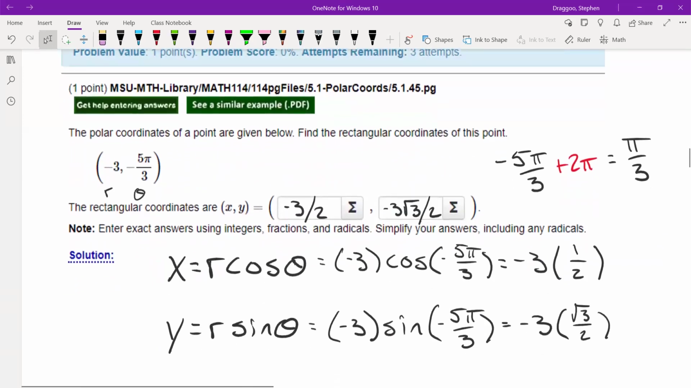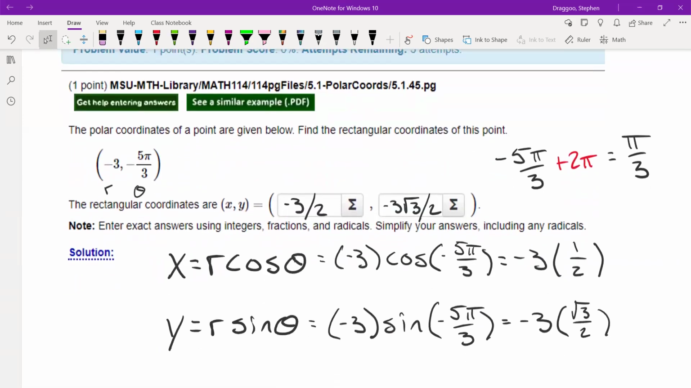Here we're going to switch from R and theta to X and Y, which means we should get some equations for transferring between polar coordinates and rectangular coordinates. The easiest way to do that is these two equations on screen. X is R cosine theta and Y is R sine theta. Very similar to what we're used to from the unit circle, because the unit circle is just polar coordinates, but specifically with R equal to 1. The radius of the unit circle is 1.